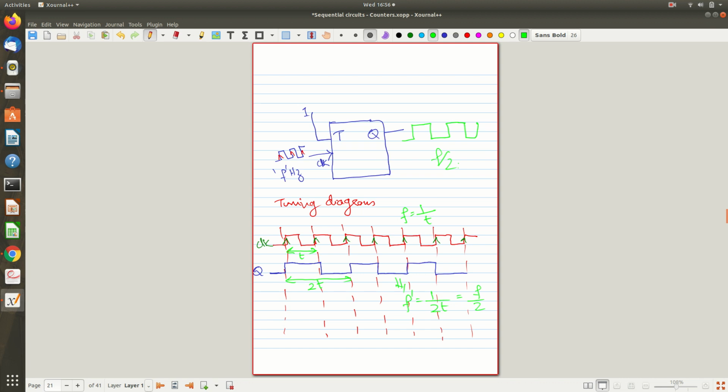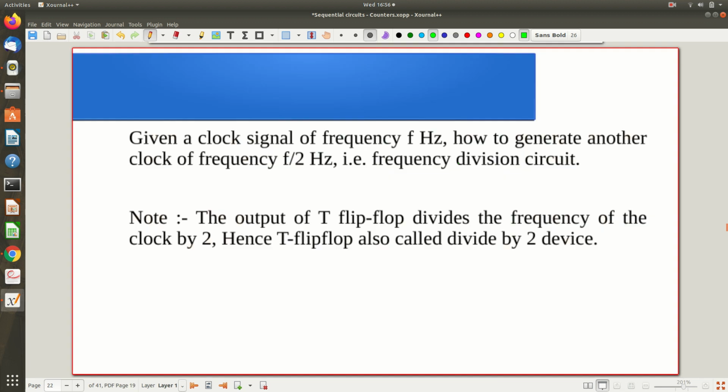So it's enough. Simply connect the input clock to a T flip-flop and configure your T flip-flop in the toggle mode. That means the T input should be 1. And observe the output, and you will see that the output is nothing but a clock signal, the same kind of clock signal, right? Some square wave we are getting, which is of 2 times the time period of the original one, or half the frequency of the original one, right? So this is how a single T flip-flop can work as a frequency divider. It divides the input frequency by 2.